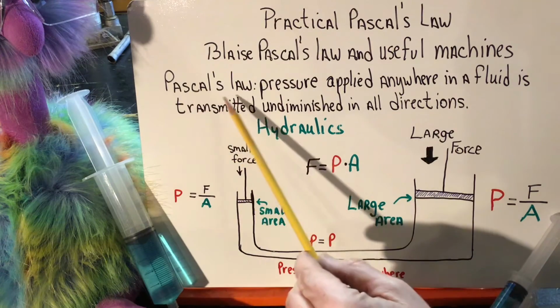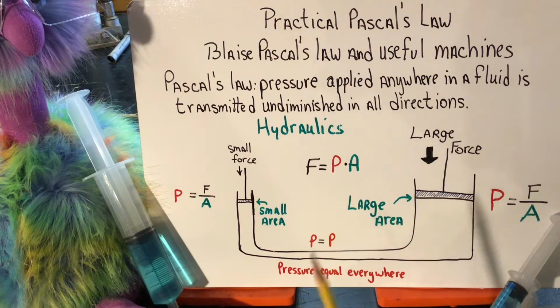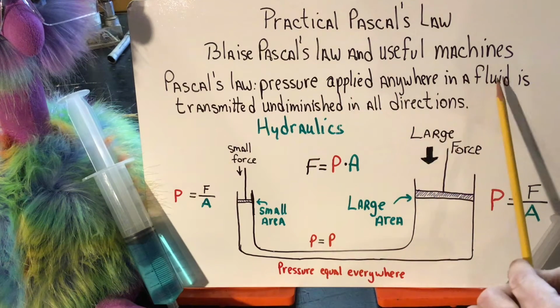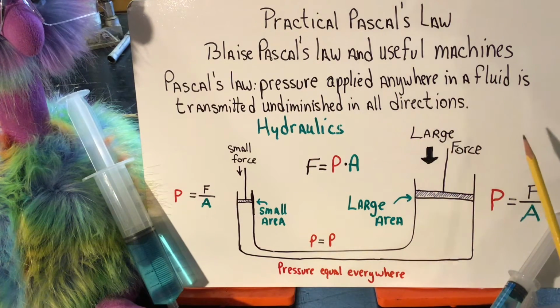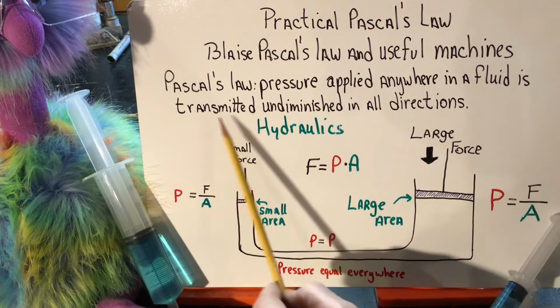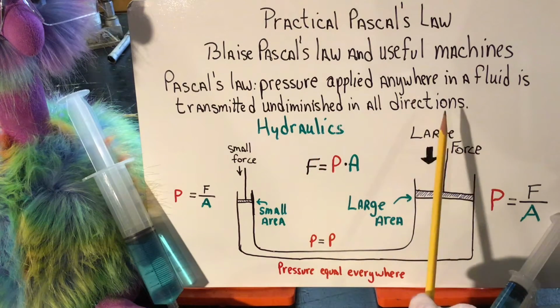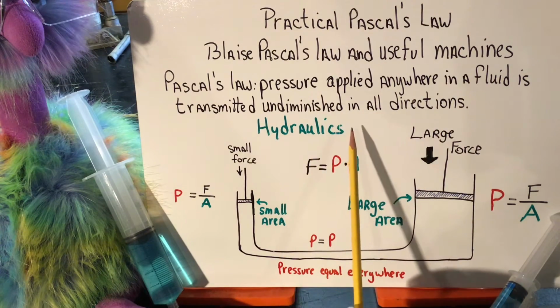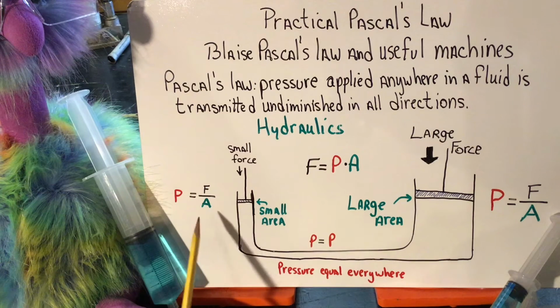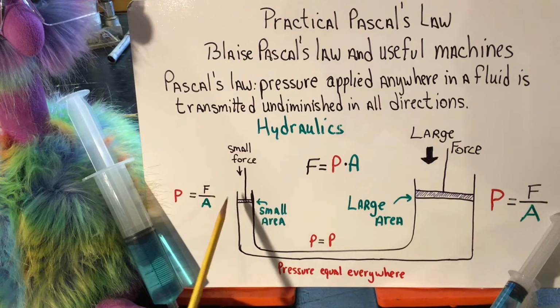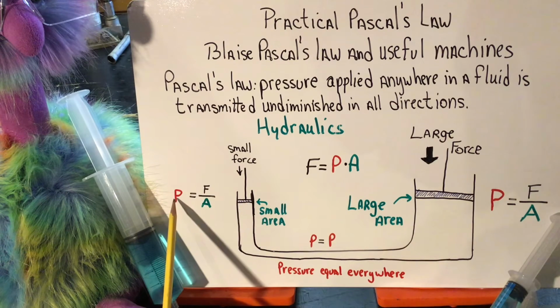So, Pascal's Law, what is it again as a review? Well, basically, the pressure that you apply anywhere in a fluid, and a fluid can be a gas or a liquid, but today we're going to look mainly at liquids, is transmitted undiminished. It doesn't change at all, in all directions. That's called hydraulics. So, basically, you have a small cylinder. Put a small force on that. It's got a small area, so you get a pressure.